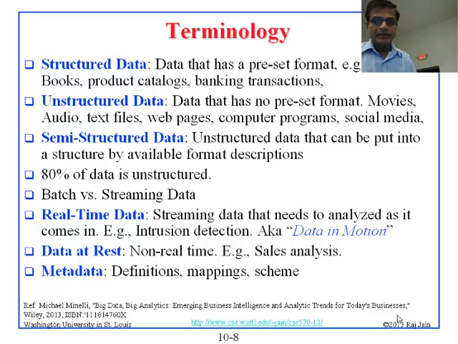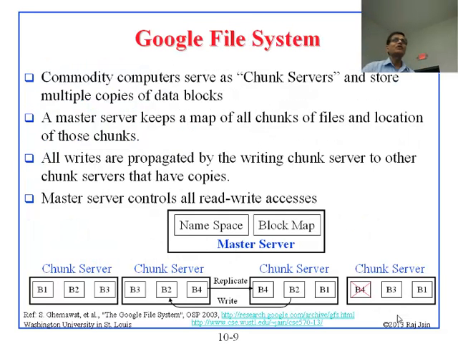All right. So let me see. Are these 6 terms clear to everybody? All right. So now we go into what happened in the last few years, and Google changed the world. Google changed the world by publishing 3 papers. And the first paper was Google File System.